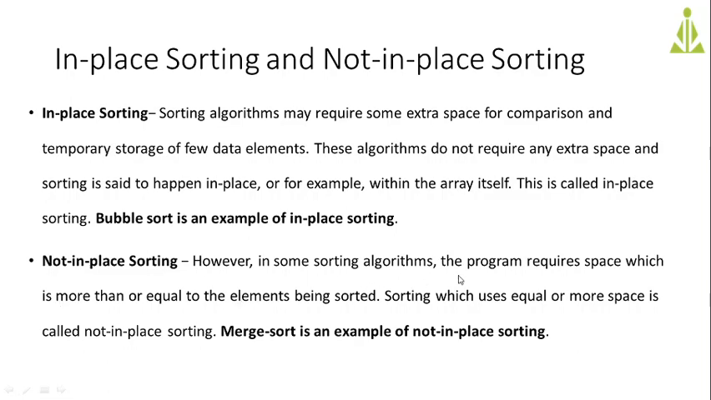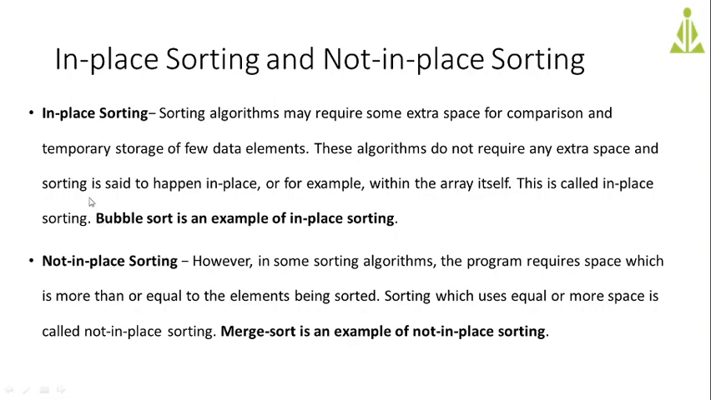However, in some sorting algorithms the program requires space which is more than or equal to the number of elements being sorted. Some sorting algorithms need space that will be equal to or more than the elements to be stored. Sorting which uses equal or more space is called not in place sorting. So merge sort is an example of not in place sorting.